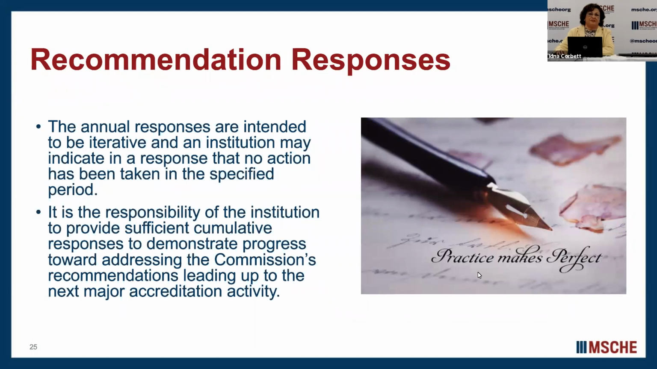As I mentioned, the recommendation responses are iterative. It is possible in the first year when you receive a request for a recommendation response to say, we haven't addressed this issue yet, or we've not made any progress on this issue yet. And then the next year, you may provide a little bit more information. But you want to be careful that by the time it's ready for peer review, either at the MPPR or self-study, you have provided sufficient cumulative information to indicate that your institution has made satisfactory progress in dealing with the commission's concerns.